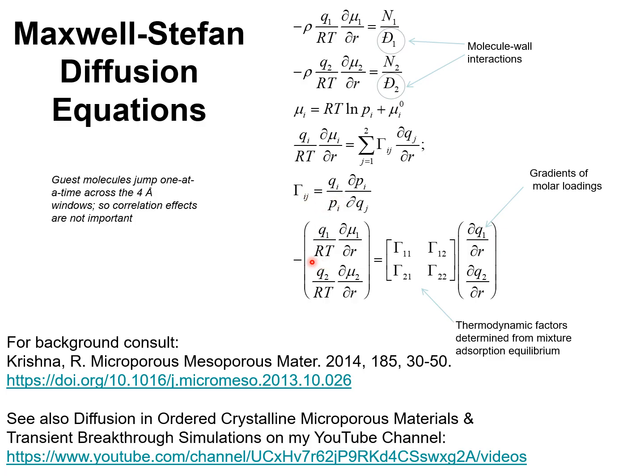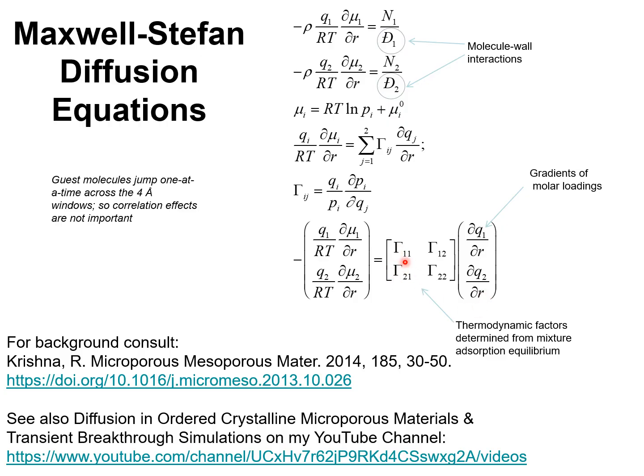For a binary mixture, gamma ij has 4 elements that can be written in matrix notation as shown here. Gamma 1,1 and gamma 2,2 are the diagonal elements, and gamma 1,2 and gamma 2,1 are the off-diagonal elements. These 4 elements serve to interrelate the chemical potential gradients to the gradients of the molar loadings.